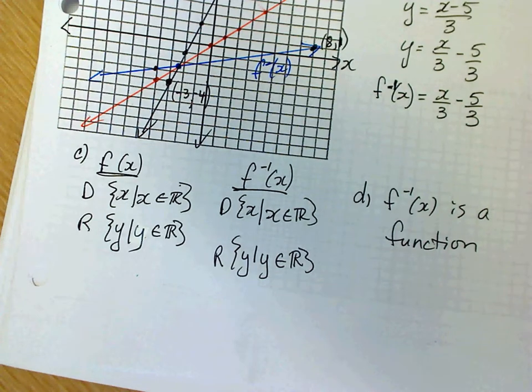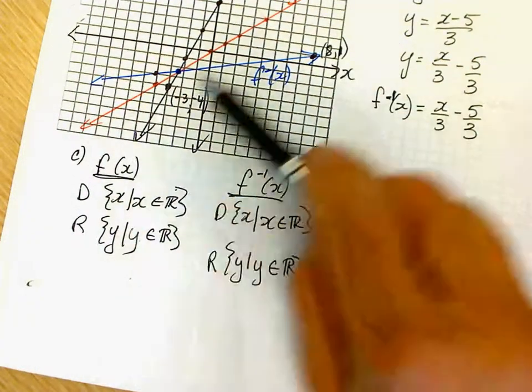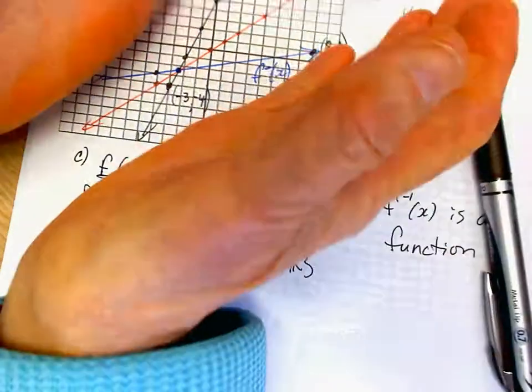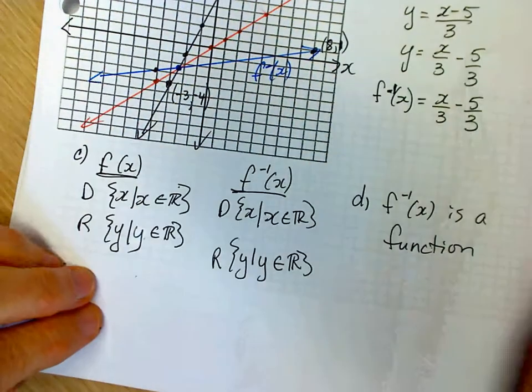Do you notice if I were to fold this paper along the y equals x line, those two lines would end up on top of each other? Right? If I did some folding here.